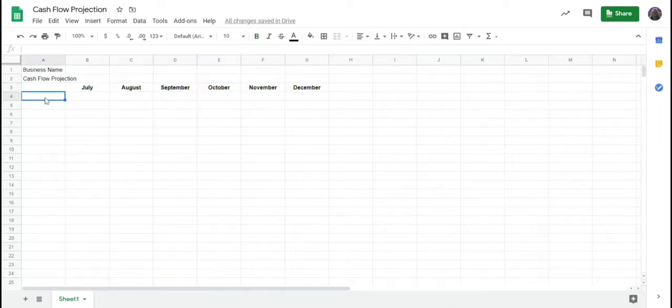Along the left-hand side will be the different areas that we're going to look at. The first thing we're going to do is cash in. This is a title. Again, titles should be capitalized, and in this case, I'm also going to bold it. Underneath it, I am going to list all of the ways that cash is going to come into my business. Remember, this is a cash flow projection, literally cash. How is money coming into your business?